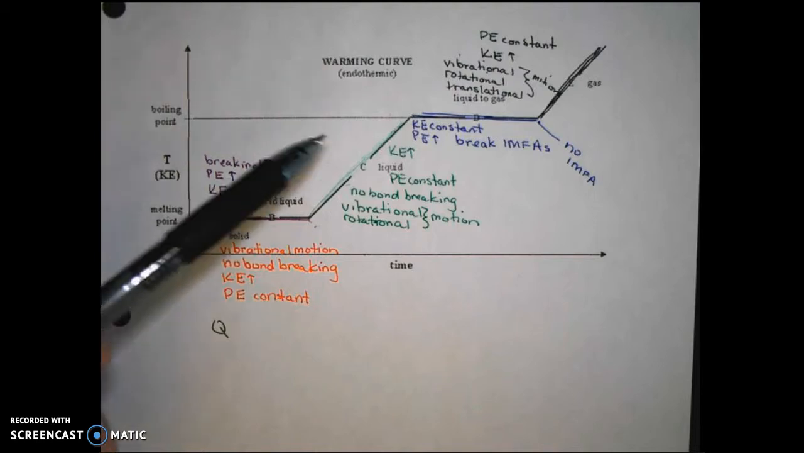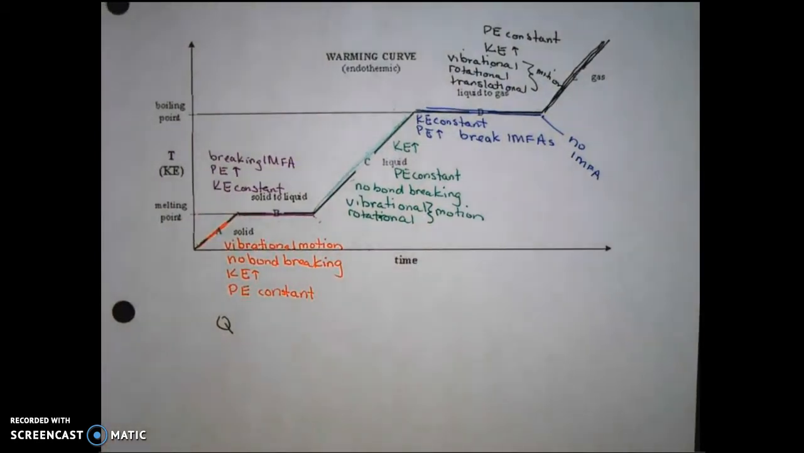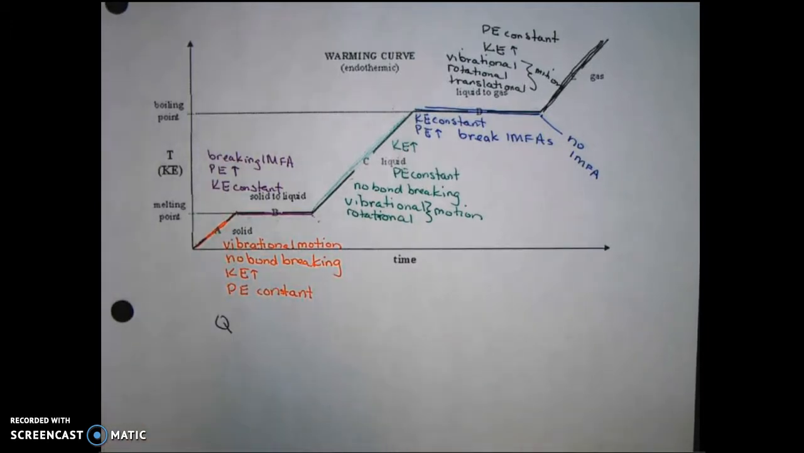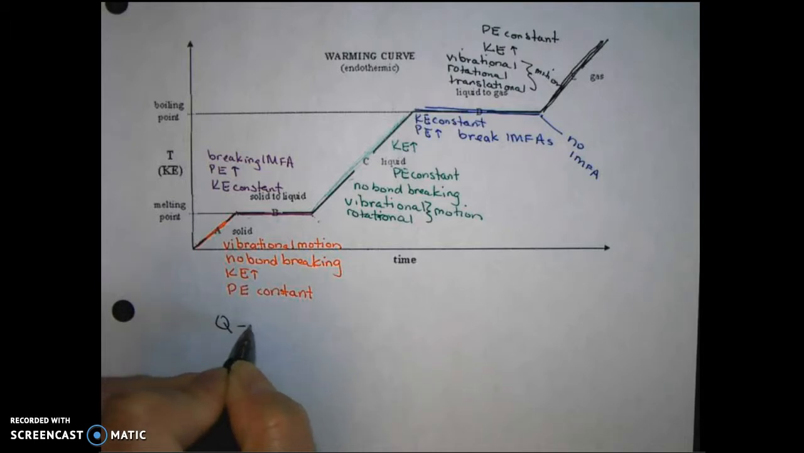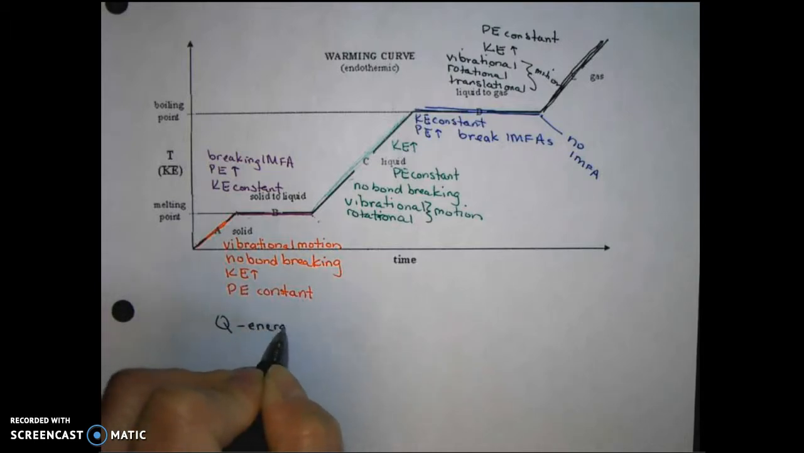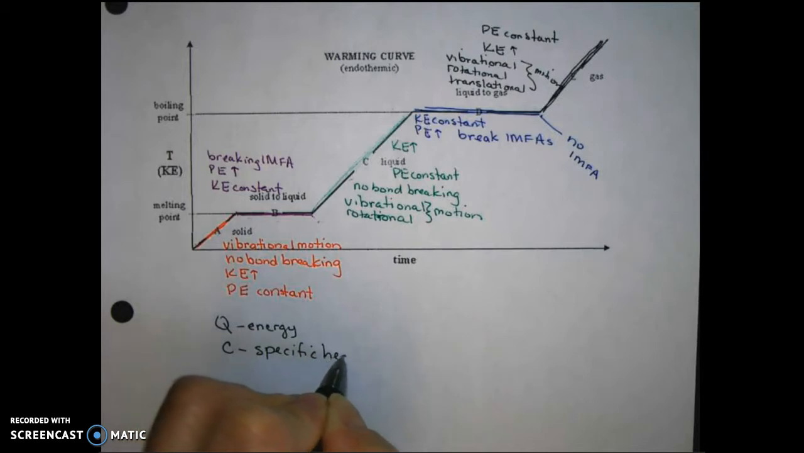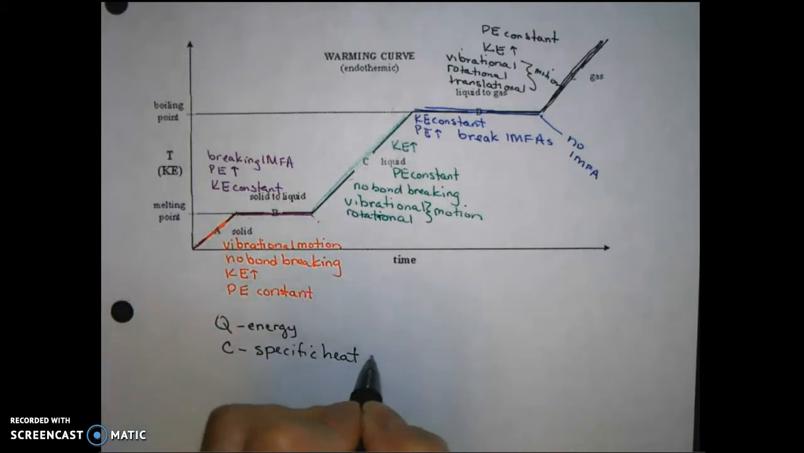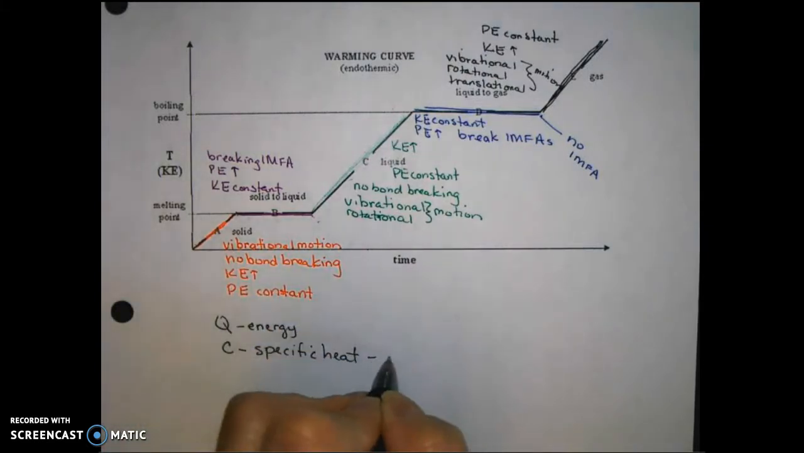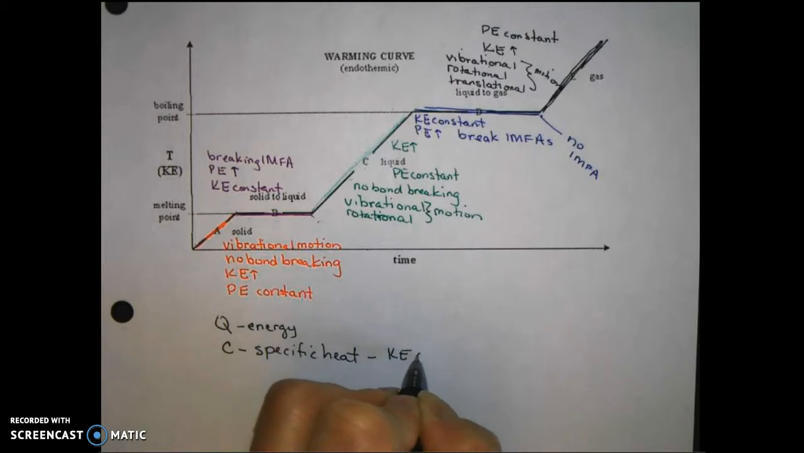So there's actually quite a few constants, energy constants, that we're going to use in order to do any sort of temperature change. When all we're doing is increasing the temperature of the substance, you may remember that Q is energy, C is the heat constant called specific heat. Specific heat is what you use when all you're doing is changing the temperature of a substance. So you're increasing its kinetic energy. So this is the kinetic energy constant.